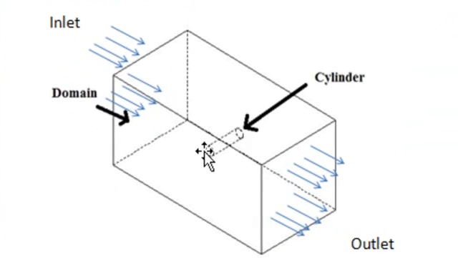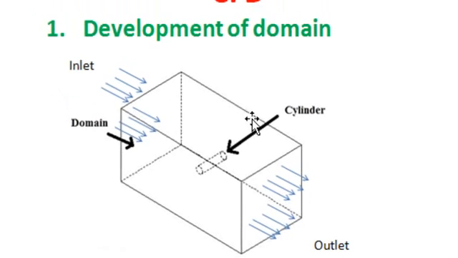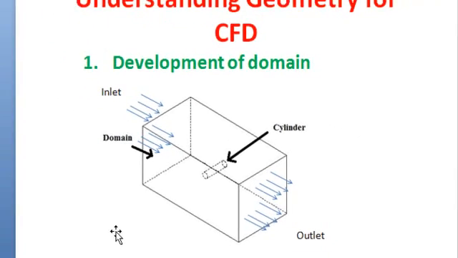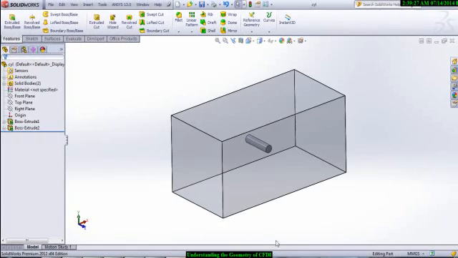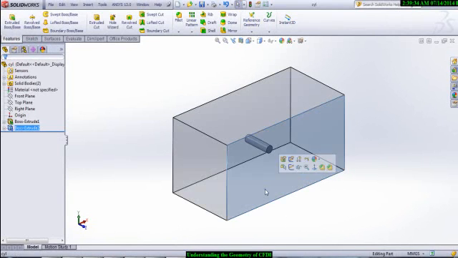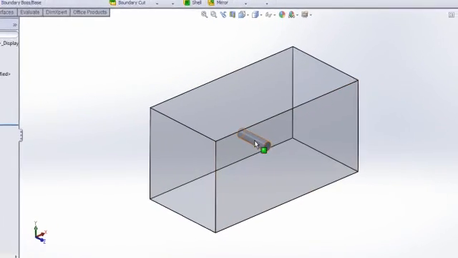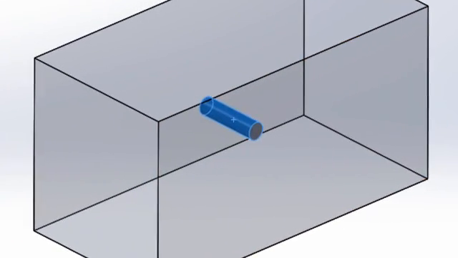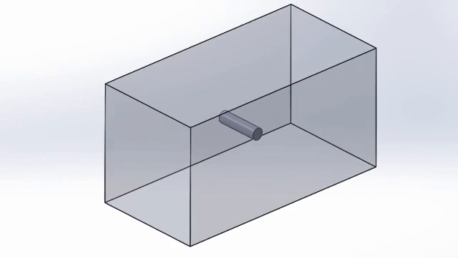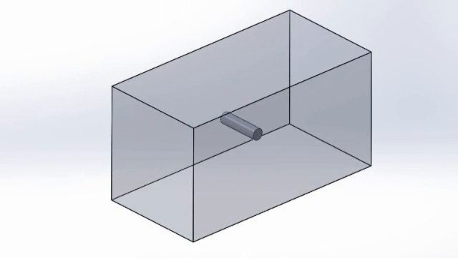As you can see, this is the cylinder and this is the domain. So we will see how we can develop this geometry, because in Fluent or in any CFD software, developing a geometry is little bit different than the conventional geometry. So here is the model of our geometry. As you can see, the fluid domain, and inside that fluid domain we have the cylinder. So this cylinder is the solid part, as we will develop the solid cylinder, and the domain is our fluid part.